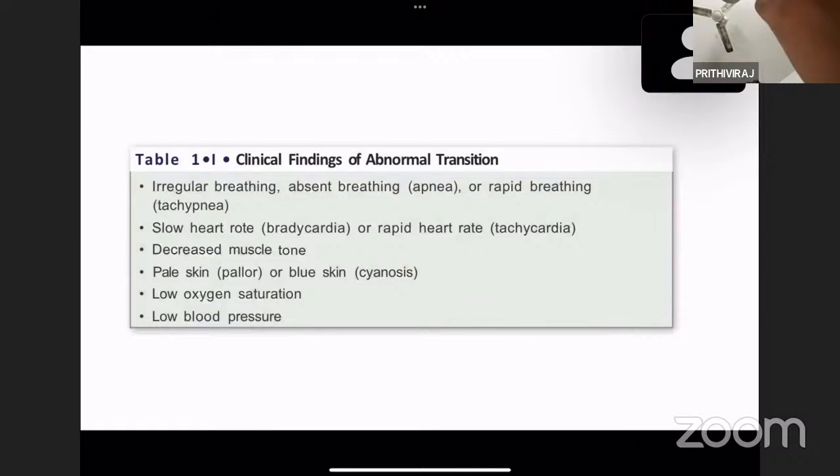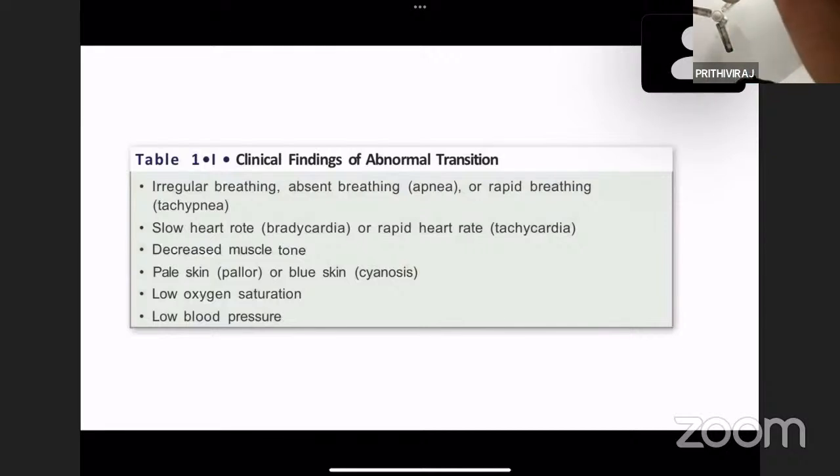Even if there is proper ventilation, if there is no adequate amount of blood flowing to your pulmonary vessels, there is no scope for oxygenation, and the child will not get the benefit of the ventilation. This is the second thing.